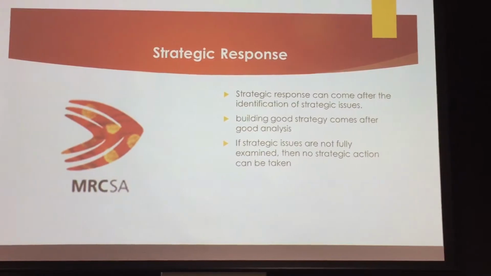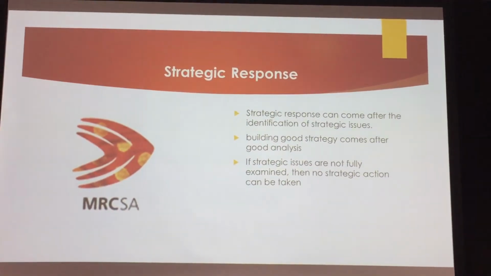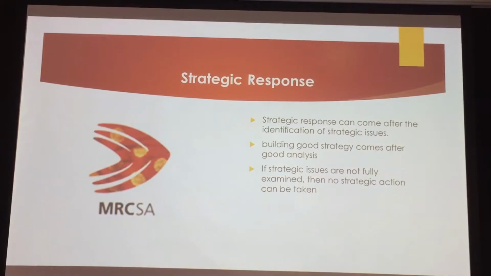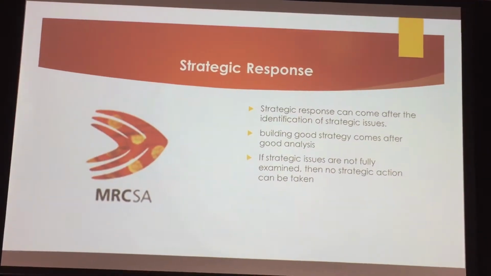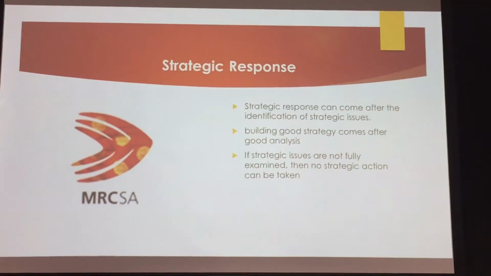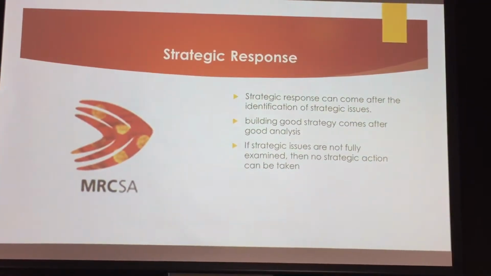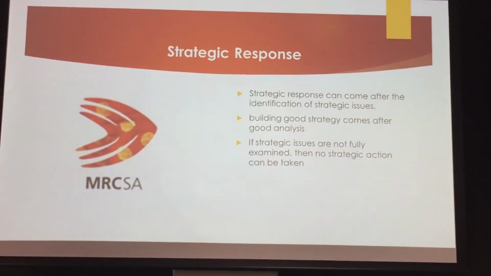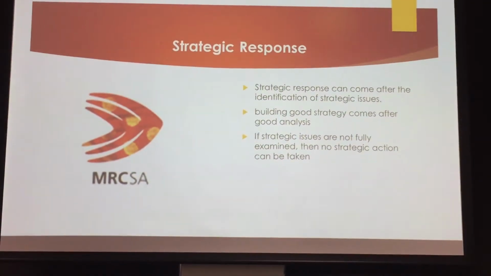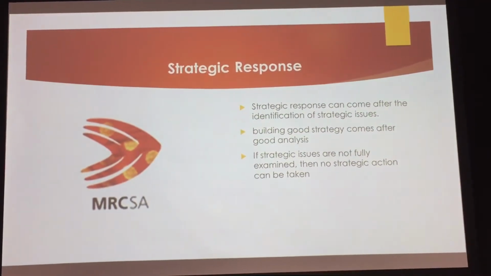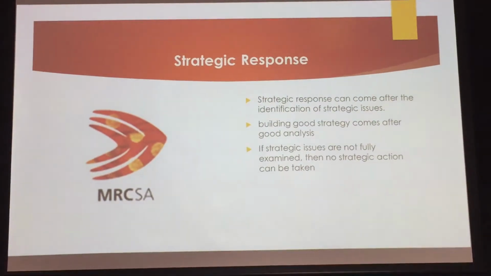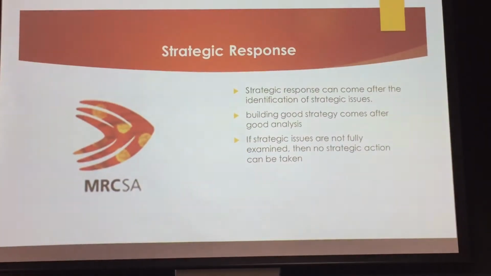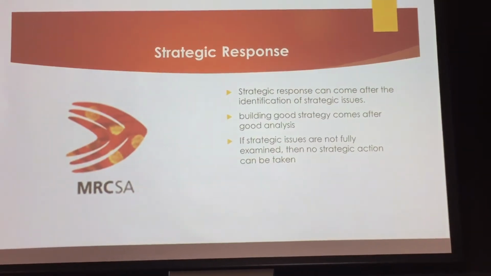Strategic response. Strategic response can come after the identification of strategic issues. It's a whole of organizational approach to develop a good strategy to tackle strategic issues, and building a good strategy comes after good analysis. If strategic issues are not fully examined, then no strategic action can be taken. The best way to start a strategic response is to understand Bryson's 10 steps of the strategic planning process. Bryson divides the strategic planning process as a strategy cycle which supports the grouping and identification of the main activities of an organization. It's a participatory process by a dominant coalition.